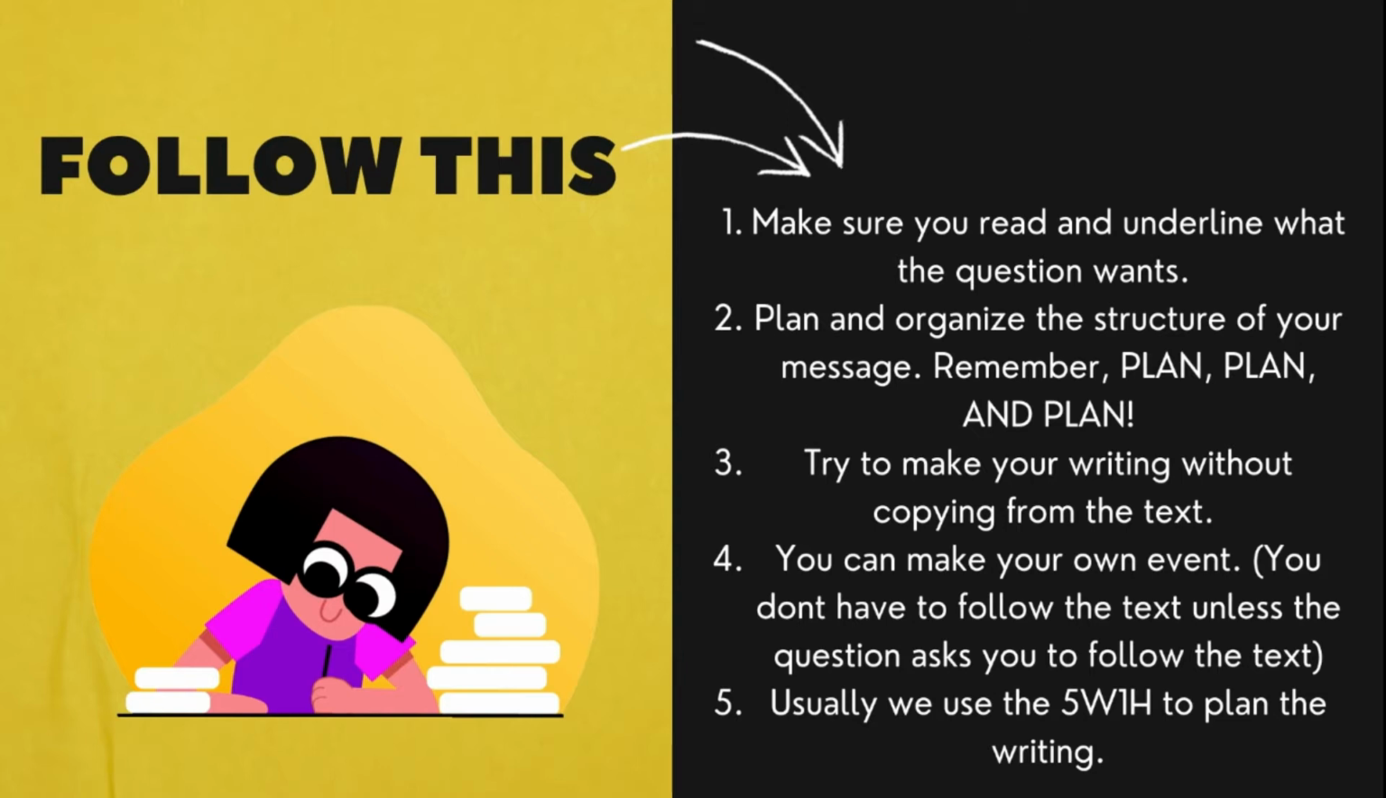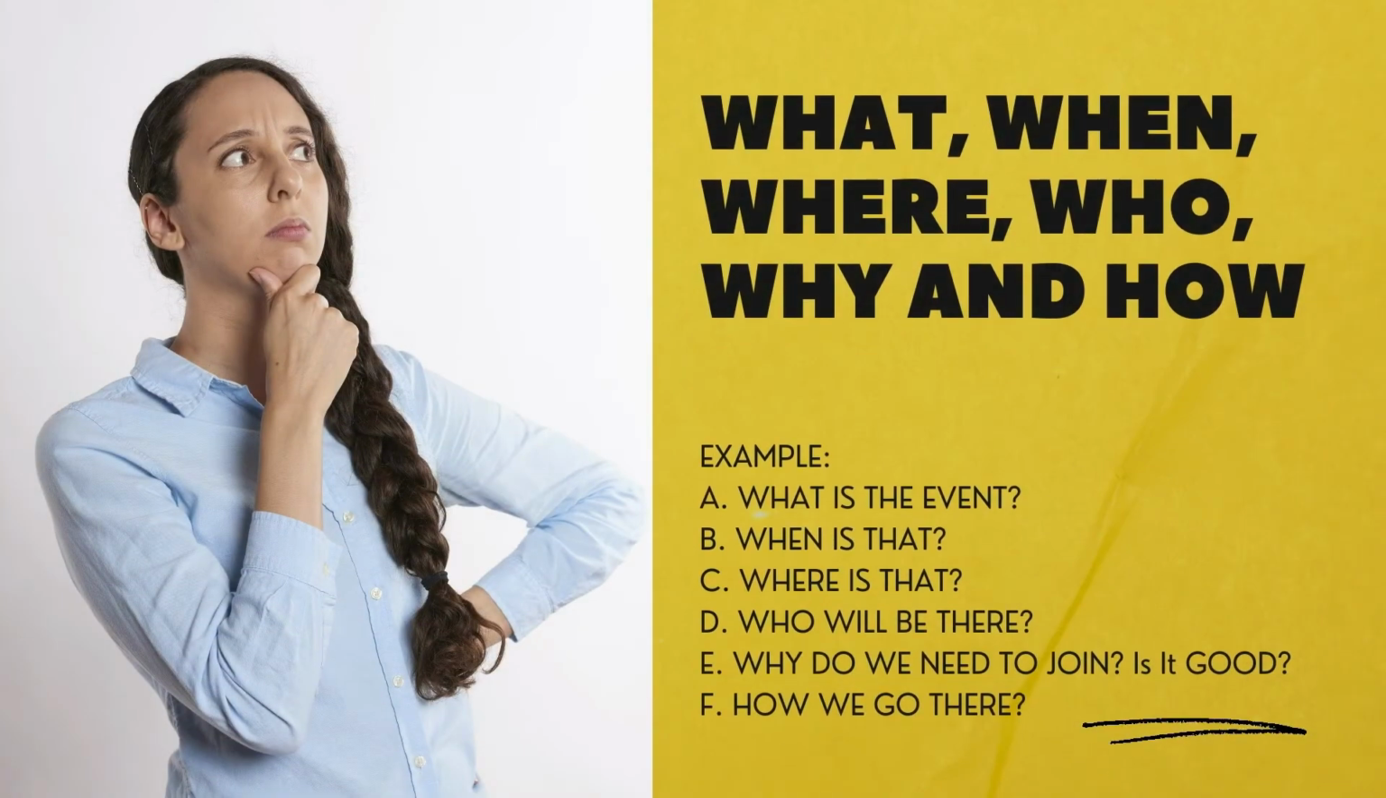Number 5. Usually, we use the 5W1H to plan the writing. The 5W1H are what, when, where, who, why, and how. For example, what is the event? When is that? Where is that? Who will be there? Why do we need to join? Is it good? And how do we go there?